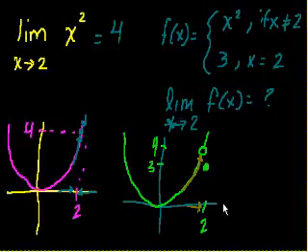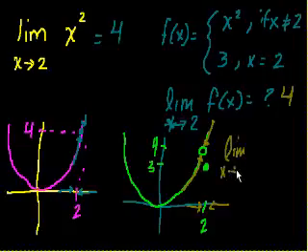Similarly, as you go from the right-hand side, let me make sure my thing's still working. As you go from the right-hand side, you go along the curve, and f of x is also slowly approaching 4. So as you can see, as we go closer and closer to x equals 2, f of x approaches 4, right? So in this case, the limit as x approaches 2 is also equal to 4.